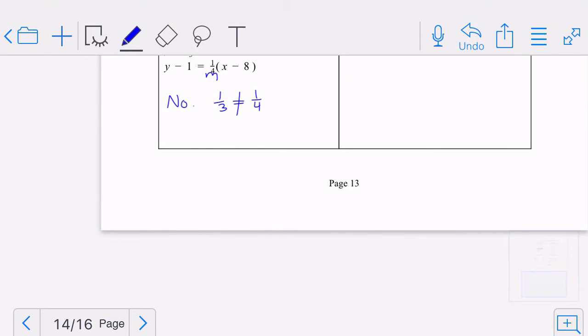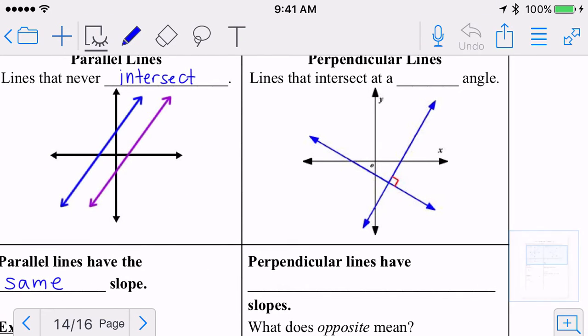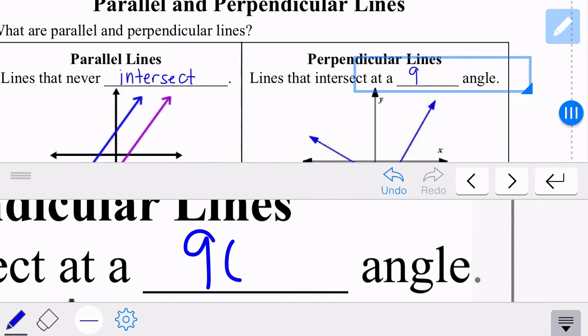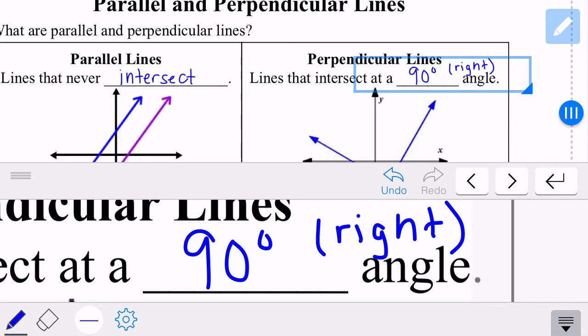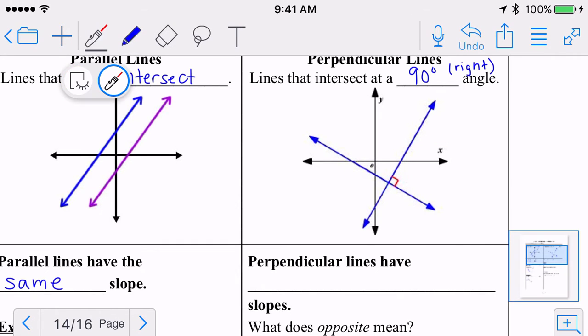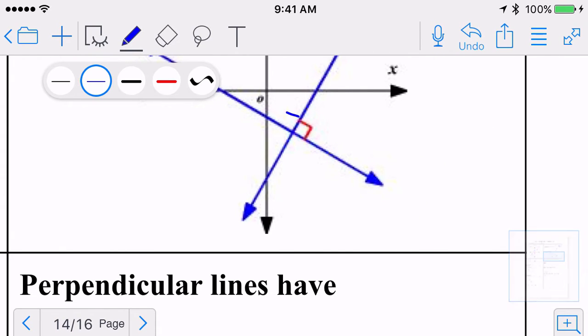What about perpendicular lines? So what are those guys? Perpendicular lines are lines that intersect at a 90-degree angle. Or some of you might have heard that being a right angle. So looking at our picture here, we've got these two lines, and they intersect here at this 90-degree angle. So there's one of them that's marked there, but really all 4 of those are 90-degree angles. Okay? All the angles formed by perpendicular lines are 90 degrees.